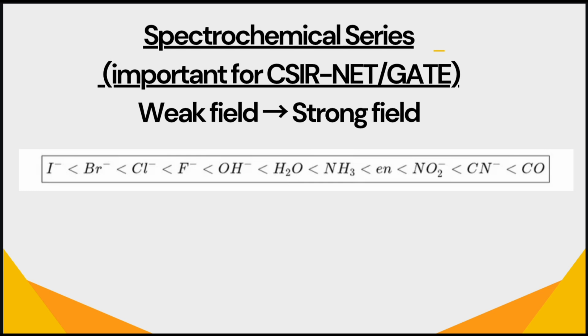I⁻ < Br⁻ < Cl⁻ < F⁻ < OH⁻ < H2O < NH3 < en < NO2⁻ < CN⁻ < CO. Here the halides, I⁻ to OH⁻, are the weak field ligands, and CO, CN⁻, NO2⁻ and en are at the right-hand end, the strong field ligands. NH3 is a neutral or intermediate ligand.